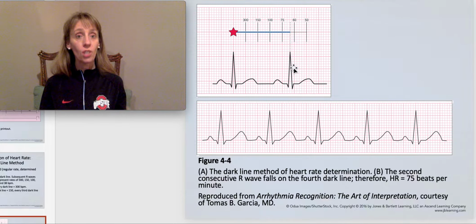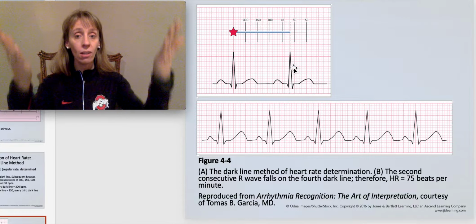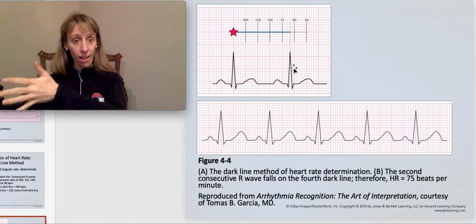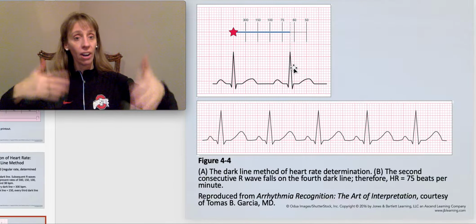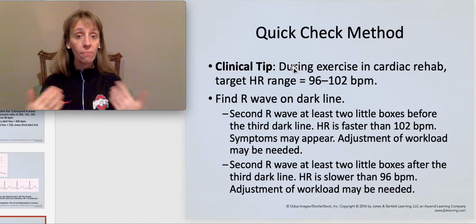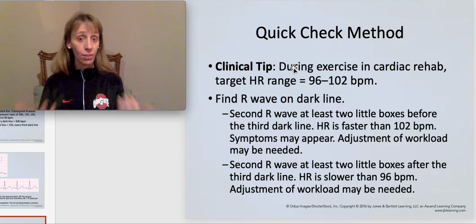That's what we call the dark line method. So it's one way of calculating heart rate when the machine fails us in a clinical environment where you want to get a quick heart rate. So again, that's the dark line method. The second method requires a calculator.